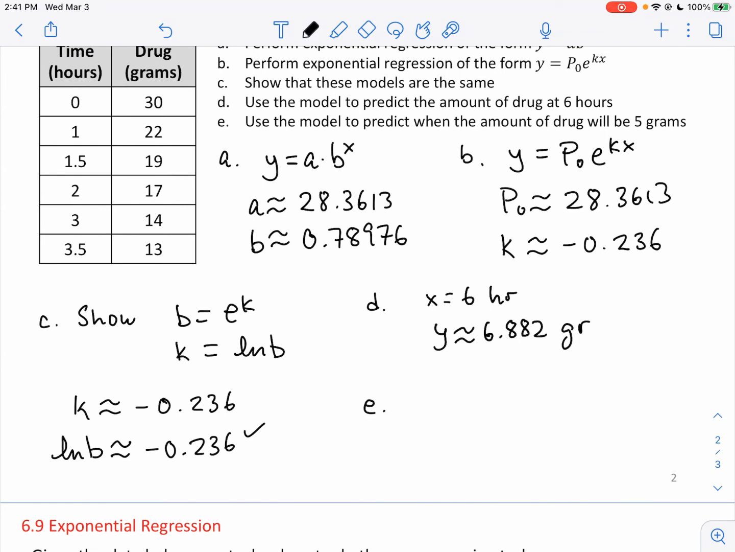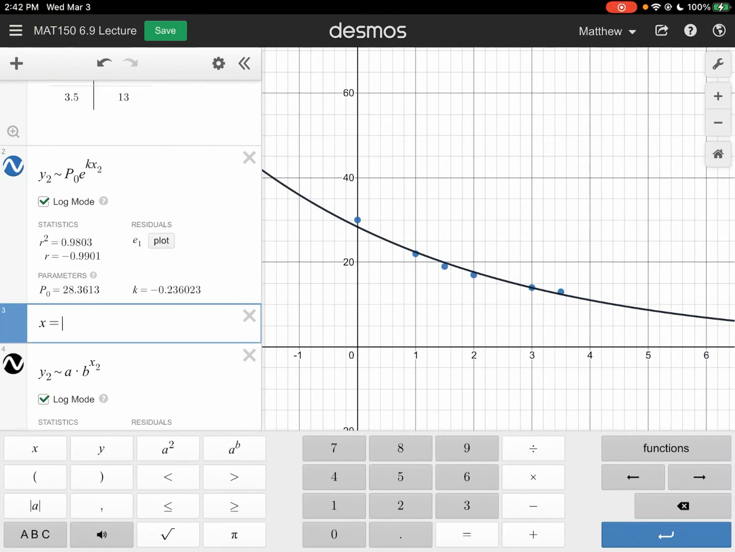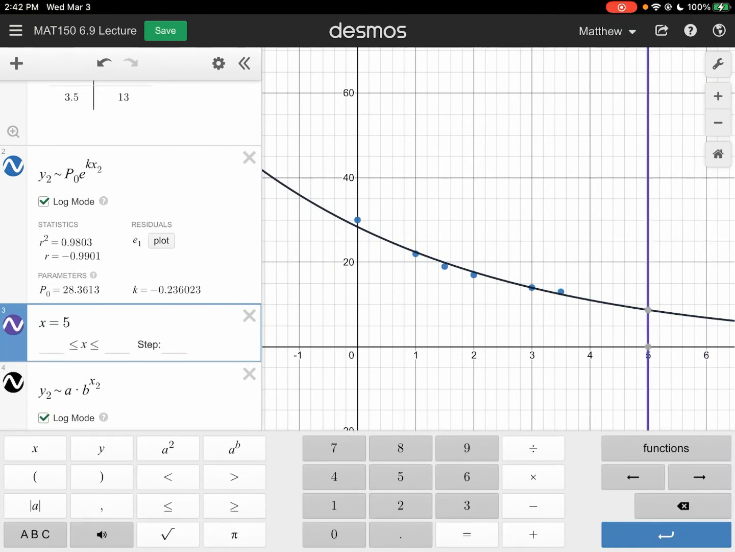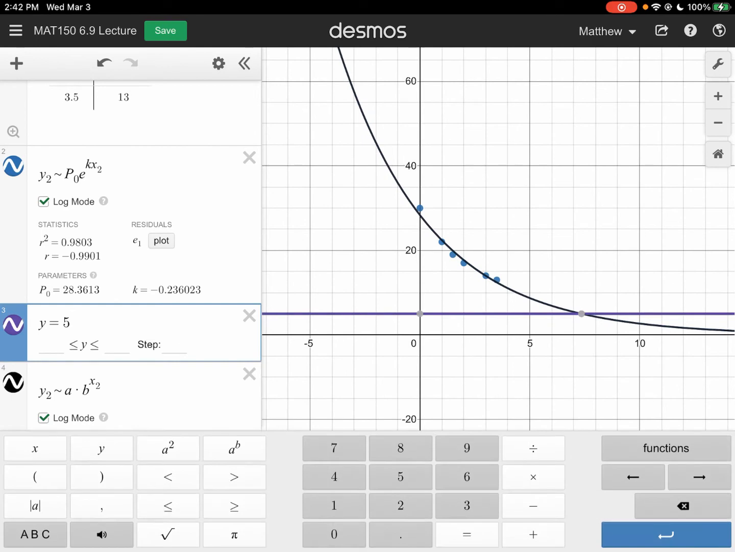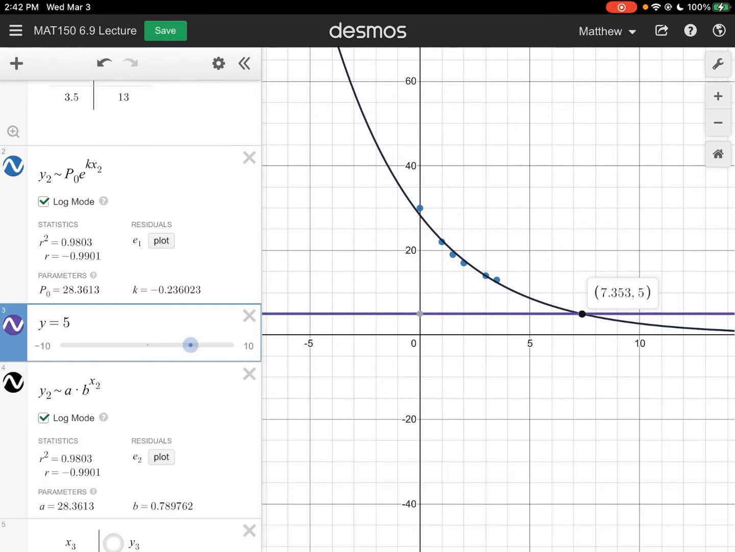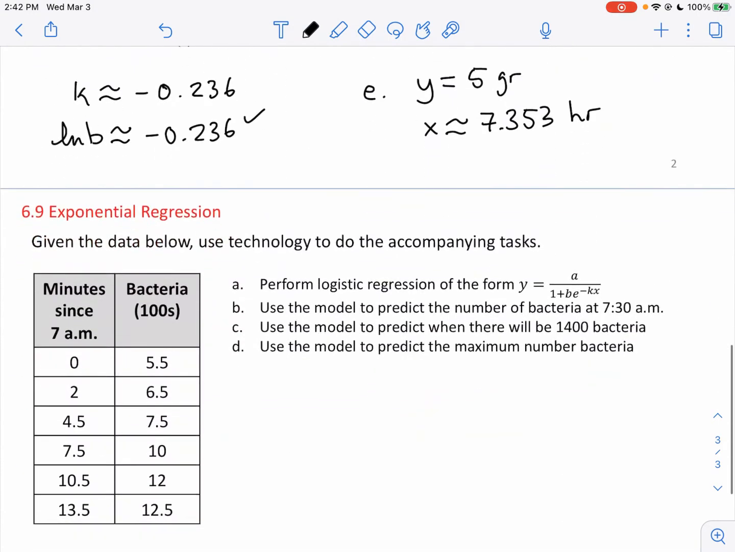And then part E, use the model to predict when the amount of drug will be 5 grams. So now I want to do a horizontal line instead of a vertical one, 5, and make that y equals instead of x equals to make a horizontal line. Change our scale so we can see where they cross. And they cross right there. So when y is 5 grams, we expect x to be about 7.353. So y was equal to 5 grams, and x was about 7.353 hours.